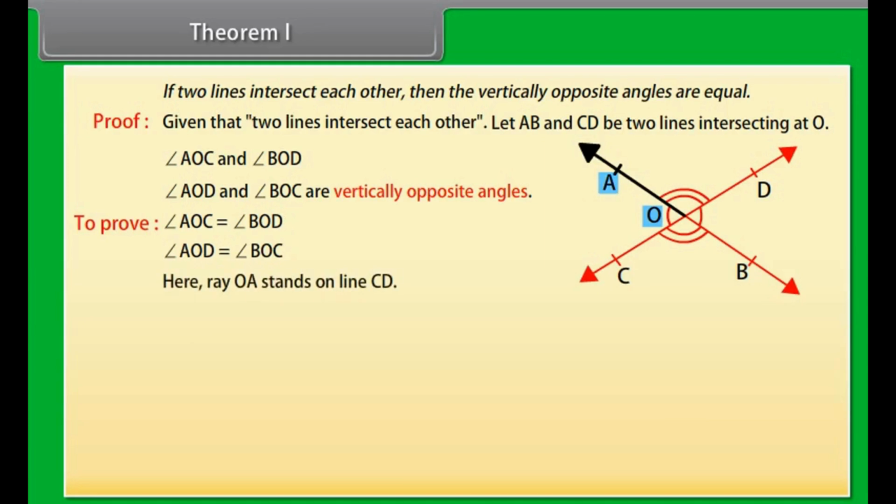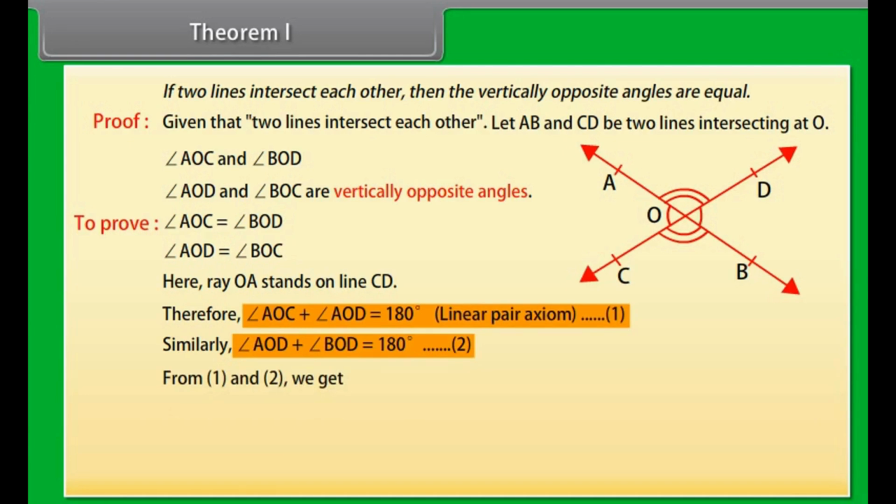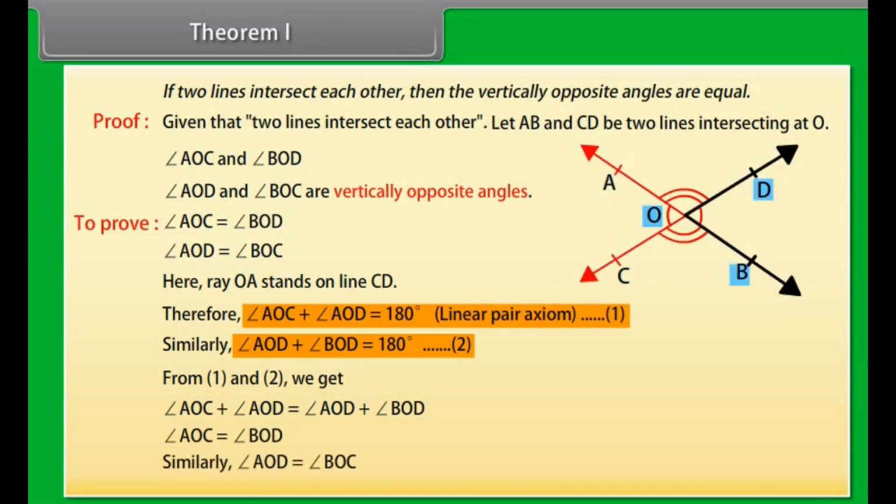Now, ray OA stands on line CD. Therefore, angle AOC plus angle AOD is 180 degree, linear pair axiom. Mark it as 1. Similarly, angle AOD plus angle BOD is equal to 180 degree. Mark it as 2. From 1 and 2 we can write angle AOC plus angle AOD is equal to angle AOD plus angle BOD. This implies that angle AOC is equal to angle BOD. Similarly, it can be proved that angle AOD is equal to angle BOC.